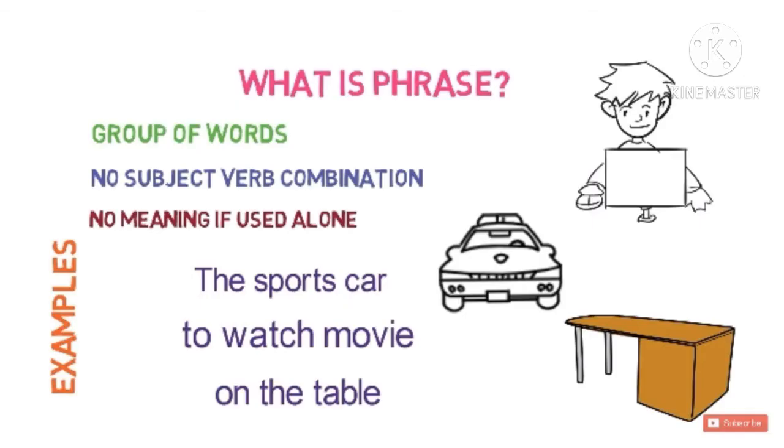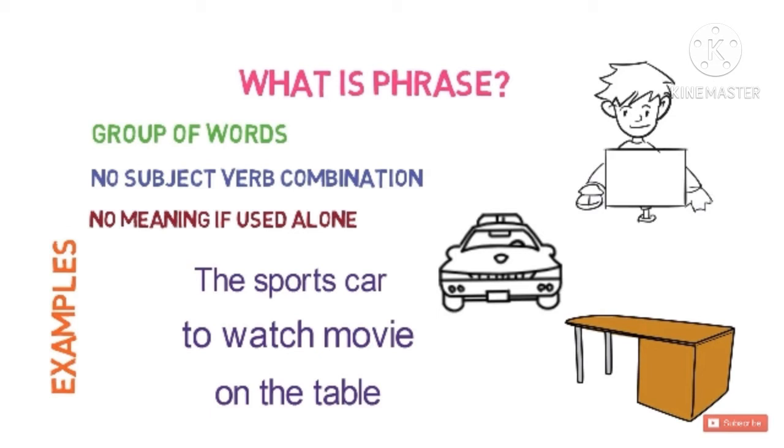Next one is phrases and clauses. First is phrase. What is phrase? Phrase is a group of words with no subject verb combination. Subject and verb will not be there in the group of words, and it does not show any meaning if used alone. Some examples are the sports car.